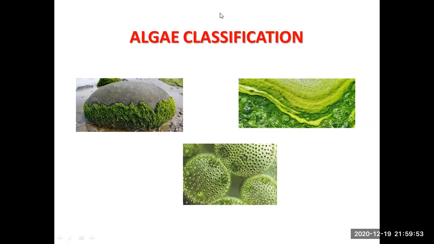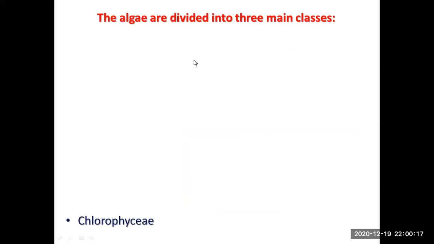Algae classification. Algae are classified into three classes based on presence of pigments, storage of food, and cell wall composition. The first class is Chlorophyceae.